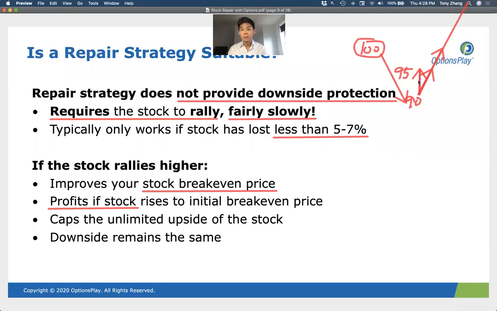That's what you're effectively giving up by reducing your break-even price down to, let's say, a $95 break-even price. You're giving up that unlimited upside in exchange for a better break-even price. But keep in mind, your downside risk still remains. So when you put on a repair trade, if the stock keeps moving lower, your downside risk will still be there. The repair strategy does not prevent you from losing more money if the stock continues to decline.